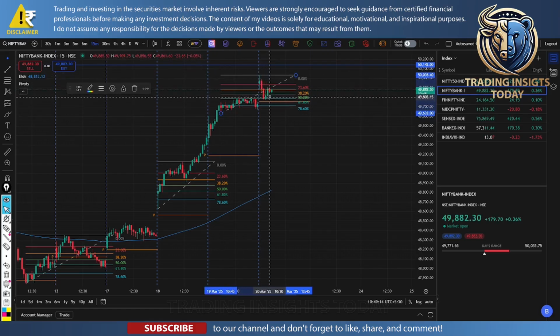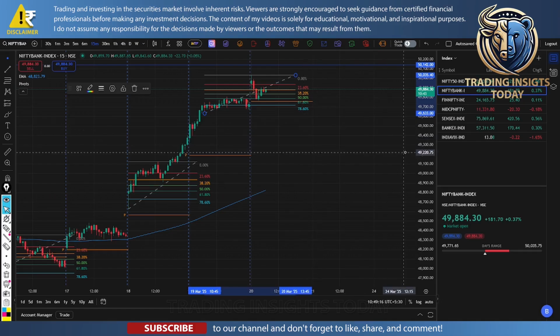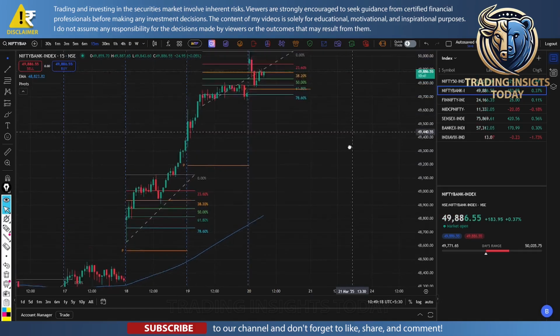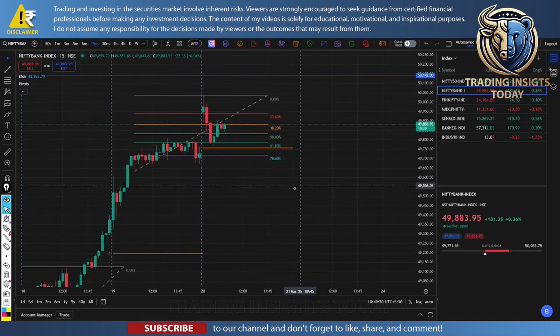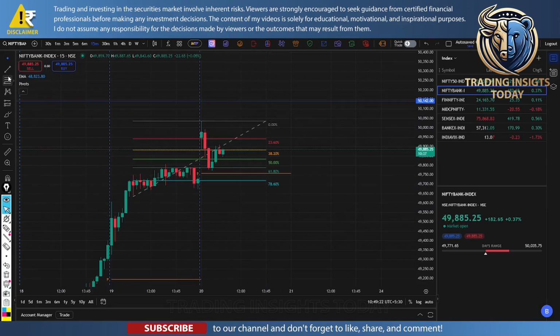Live market example. Enough of theory, let's apply Fibonacci in a real market. As you can see, the price retraced exactly to 61.8%, found strong support, and then reversed back up. This is why Fibonacci retracement is so powerful. It helps us pinpoint entry and exit points with precision.